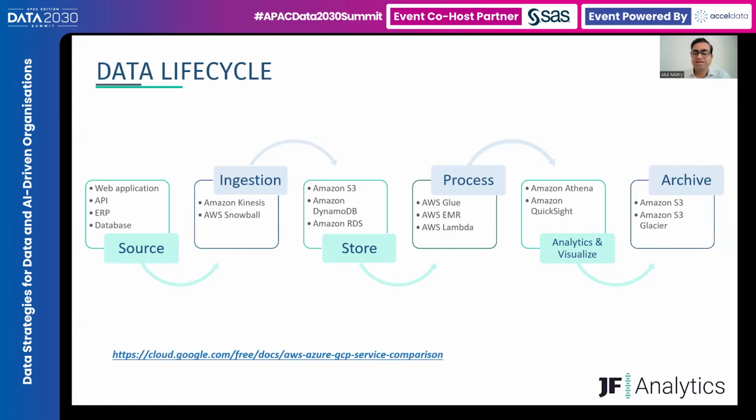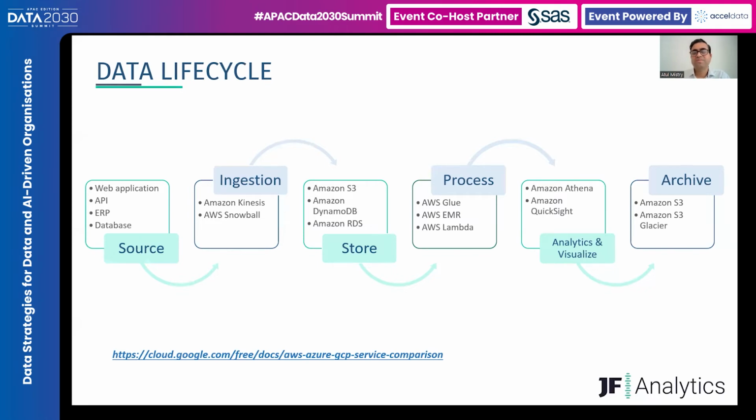The fifth one is analytics and visualize. Once the data is processed, it is ready to be ingested by the analytics services. In this phase, it will give you the true value of data for decision making, and it can provide more information about the needs of customers and the improvement of operations. AWS provides services like Amazon Athena for analytics.